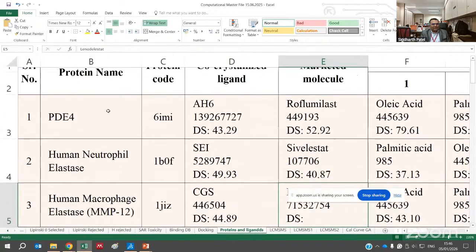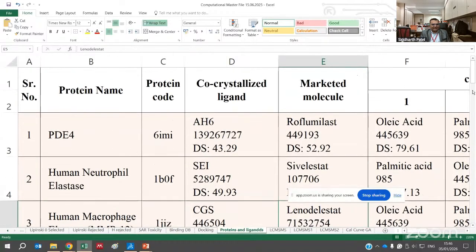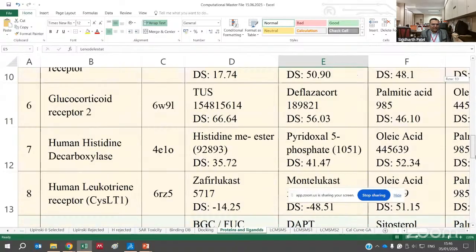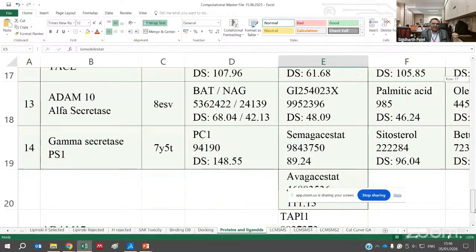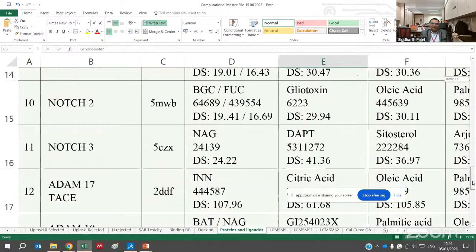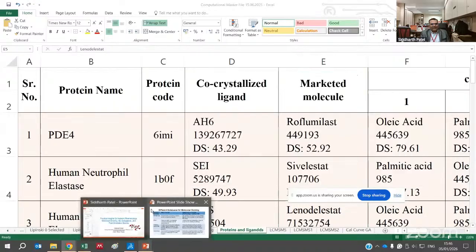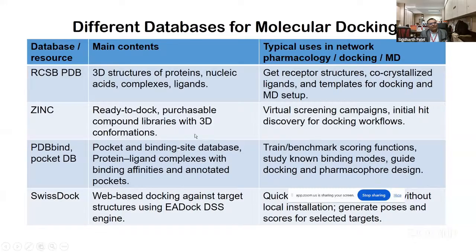Phosphodiesterase 4, human neutrophil elastase, human macrophage elastase, and the list goes on. Okay, all these are the proteins, gamma secretase and all. These are all the proteins which are responsible for the secretion of mucus.